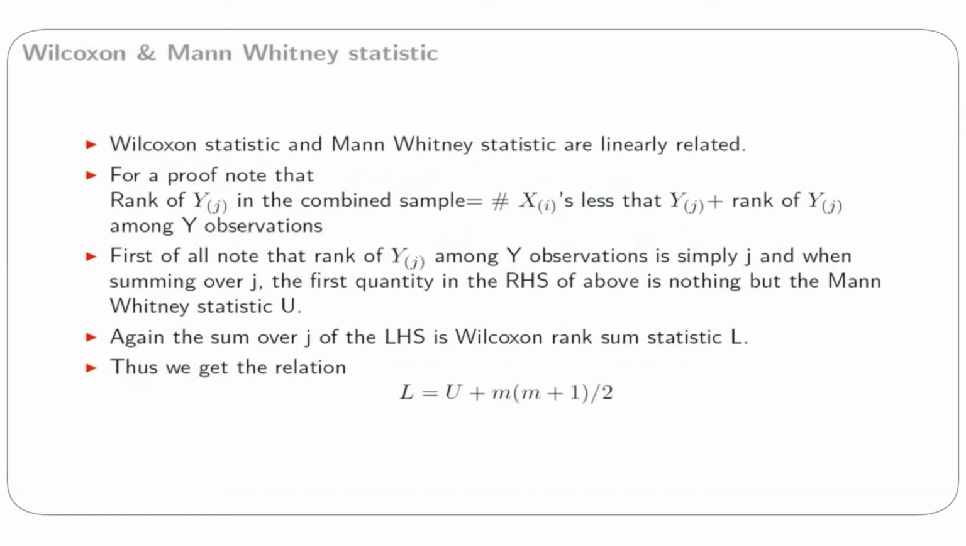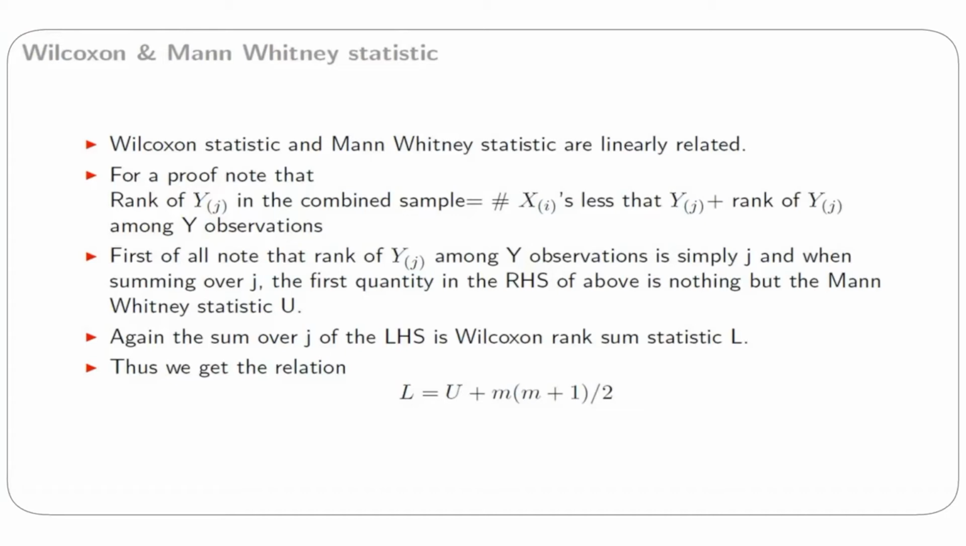Next, we shall compare the Wilcoxon rank sum statistic and the already defined Mann Whitney statistic. Actually, these two statistics have a very close relation between them. In fact, the Wilcoxon statistic and the Mann Whitney statistic are linearly related. For a proof, we observe that the rank of Y(j) in the combined sample is the number of X(i)'s less than Y(j) plus the rank of Y(j) among Y observations. Now, the rank of Y(j) among Y observations is simply j, and when summing over j, the first quantity on the right hand side, that is the number of X(i)'s less than Y(j), is nothing but the Mann Whitney U statistic. Again, the sum over j of the left hand side is the Wilcoxon rank sum statistic L, and thus we get the relation L equal to U plus m multiplied by m plus 1 by 2.